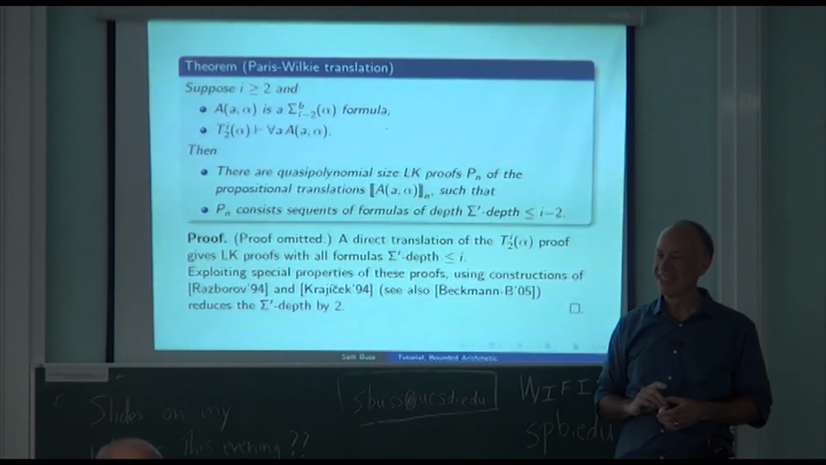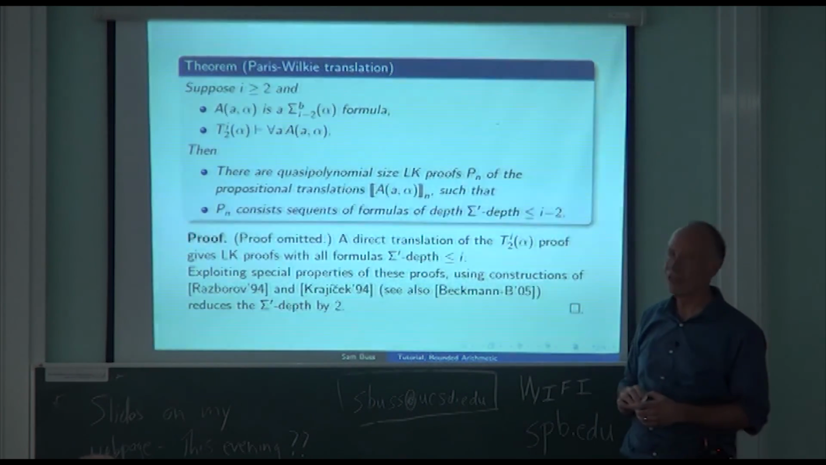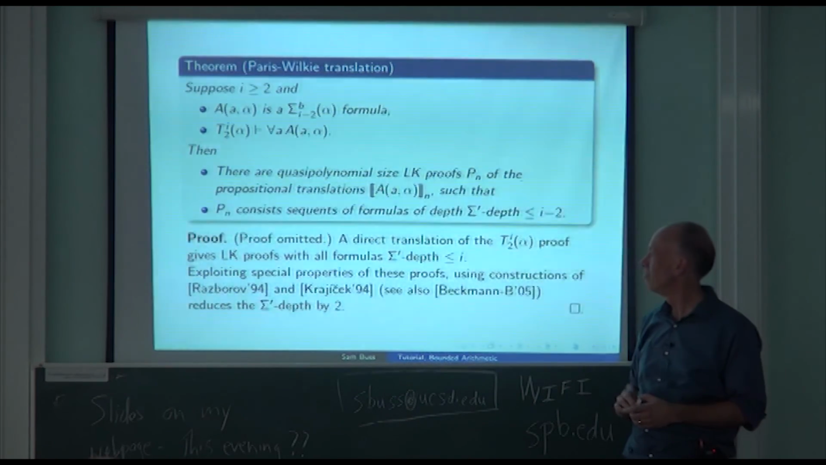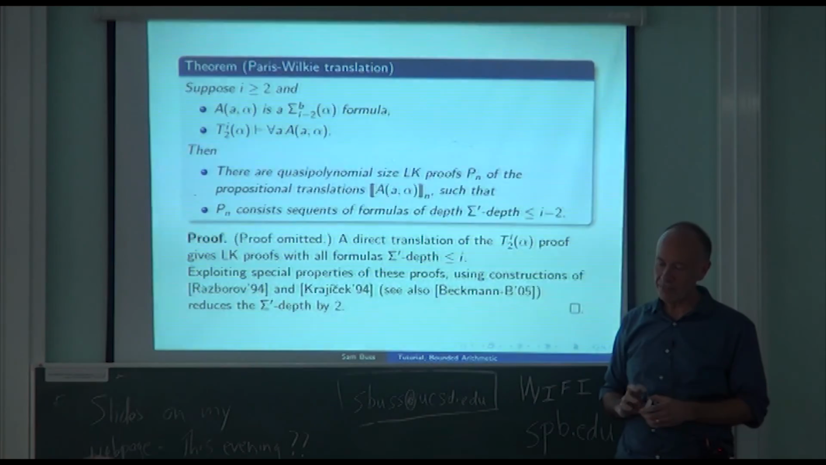Is there an explanation, an intuition, why you get i minus 2 instead of i? Well, proofs are a little tricky here. I haven't looked at this in a year or so. Let's see. Basically, is there an intuition for this?